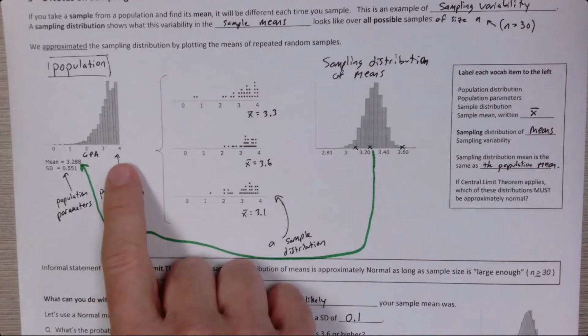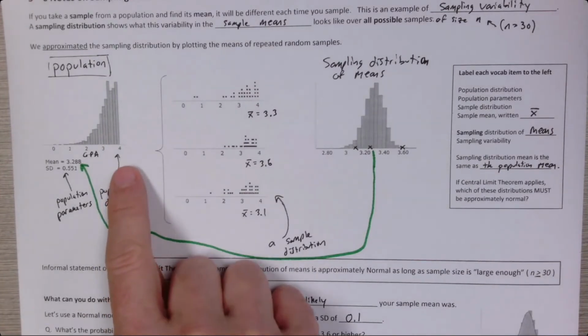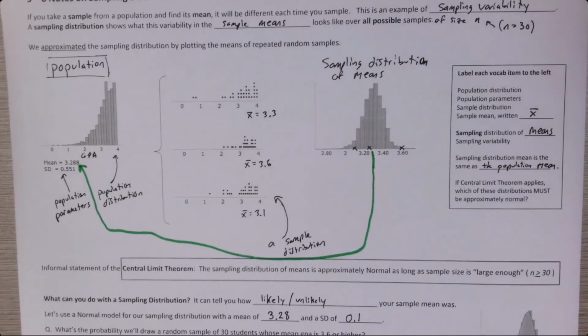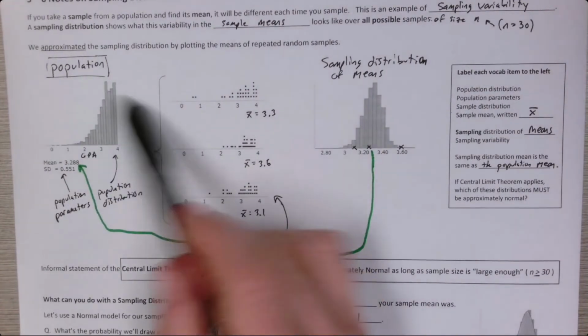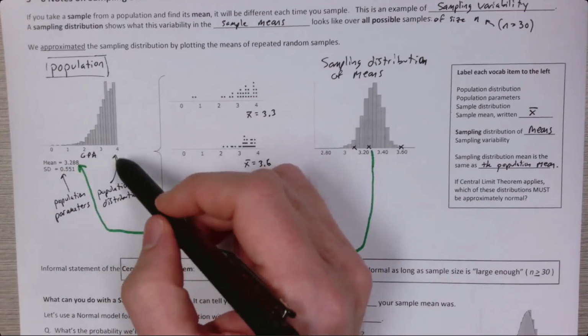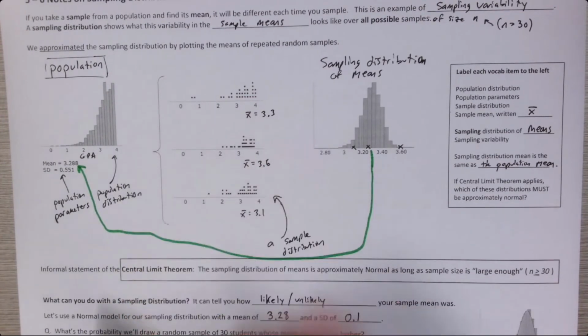And you can look at the original population and see if that fits your intuition. If we just look at the distribution of scores, does it seem likely to you that if we randomly sampled 30 students, it would be that unlikely that their average GPA would be above 3.6?